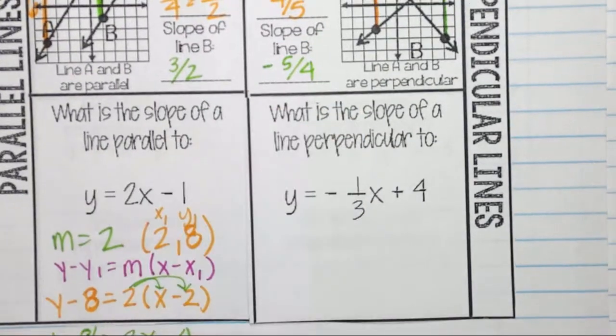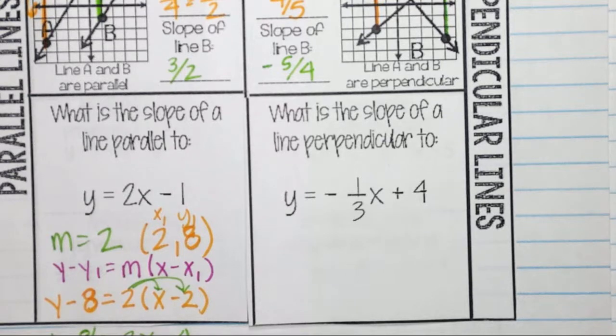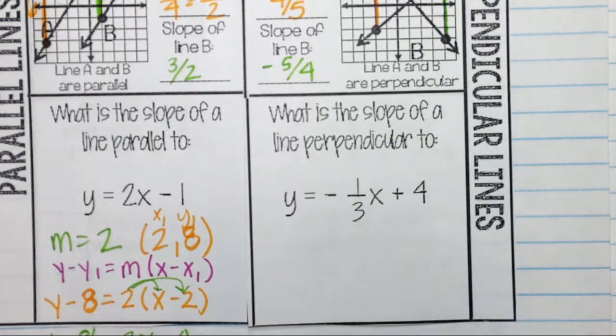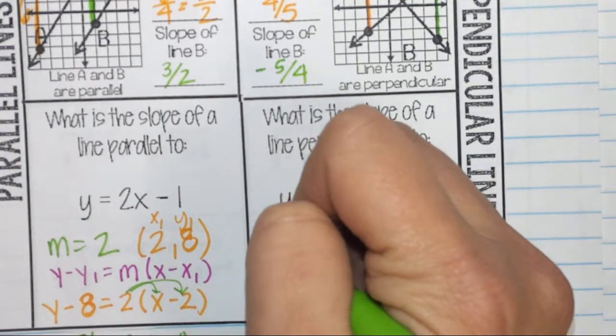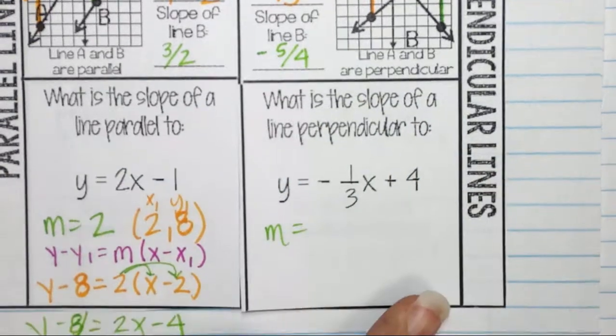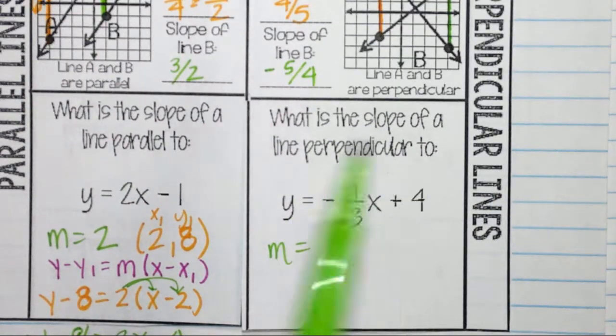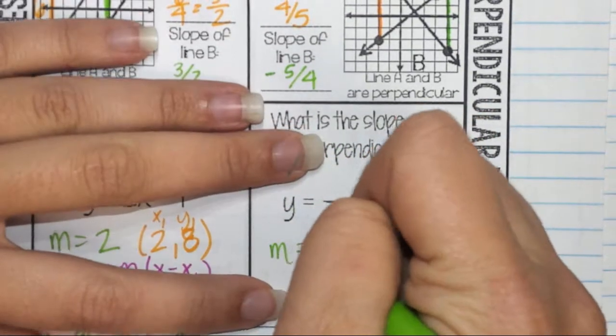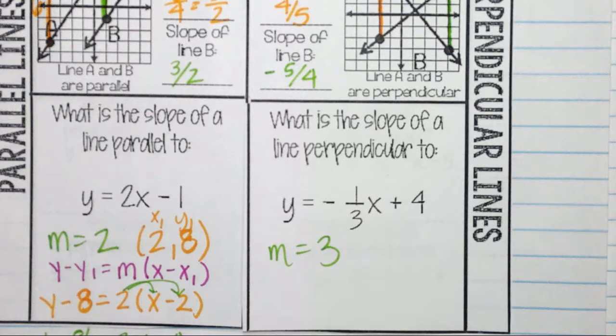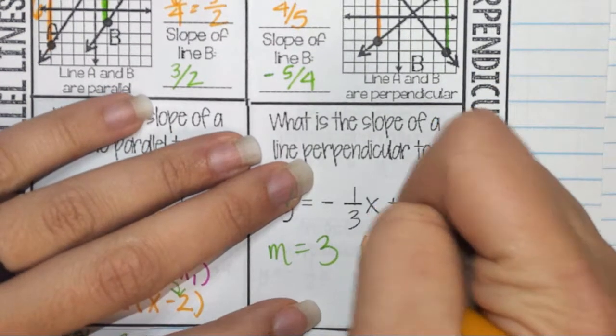Alright, so this says, what is the slope of the line perpendicular to y equals negative 1/3 x plus 4? What would the new slope be? Negative 1/3, perpendicular, so we have to change the sign, and we flip it. 3, positive 3. Take a point, Owen. Take a point, Avery.